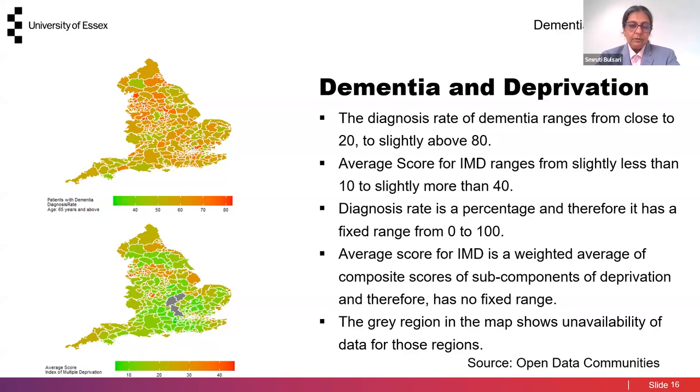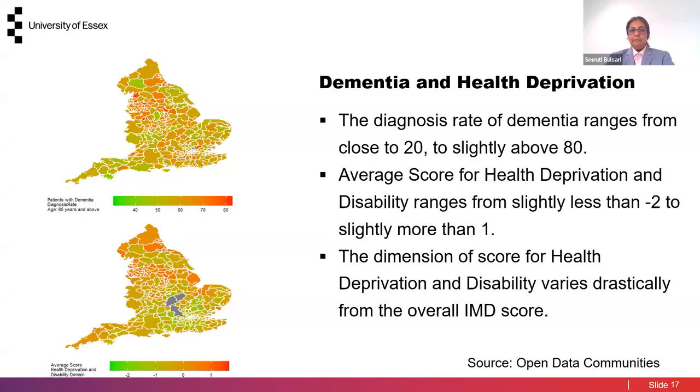Whereas if you look at the average score of the index of multiple deprivation overall, most of the areas appear to be in green. Of course, you might notice that there is a small gray region in the map, and that indicates unavailability of data for those regions. But again, a large proportion of the local authority districts are green in color, which means that the average score for the index of multiple deprivation is very low, which means most of the areas across England are relatively less deprived.